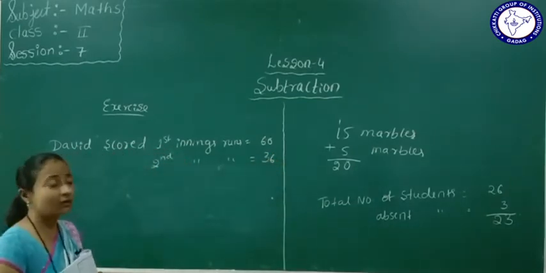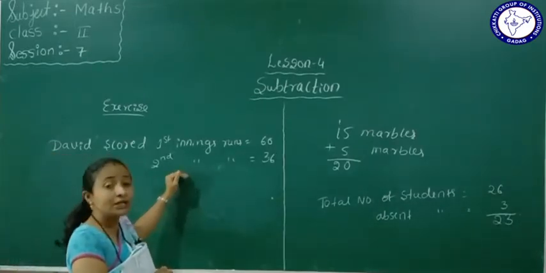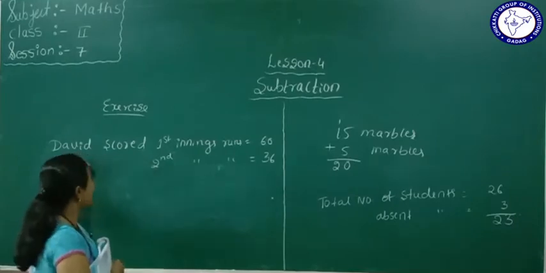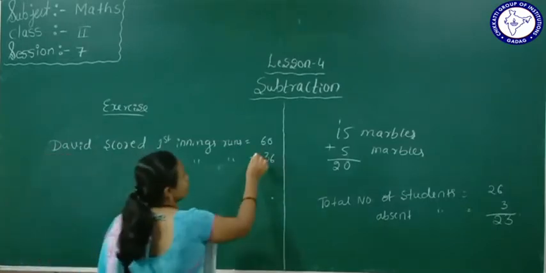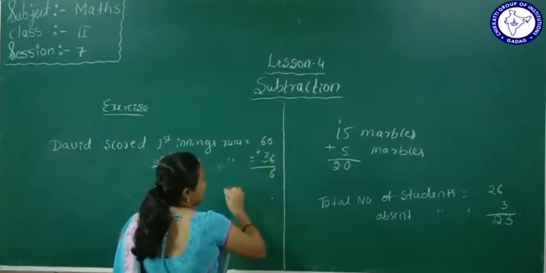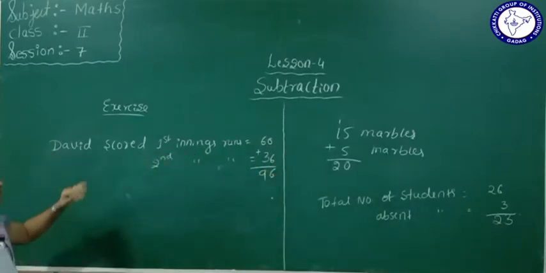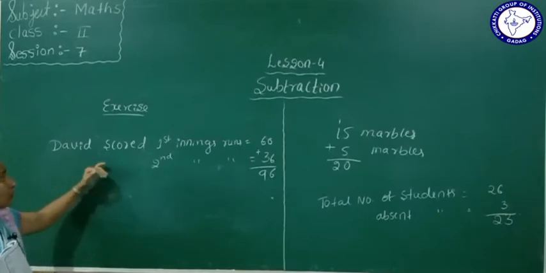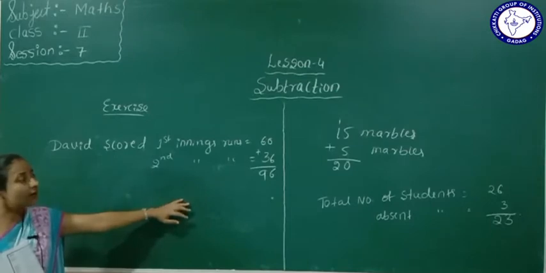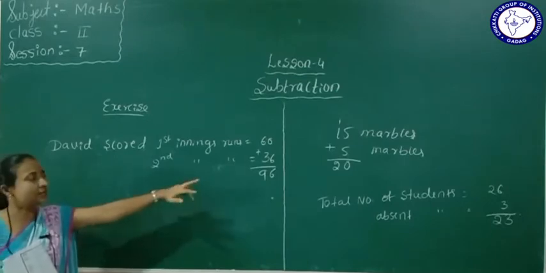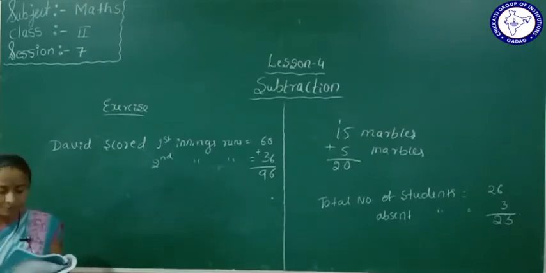What will we do now? We add both, because that is what they are asking. The total score means how much David scored in the first and second innings, so we add them. See here, students, 6 as it is, 6 plus 3 is equal to how much? 9. So David scored 96 runs in total. We add both the innings and he scored 96 runs.